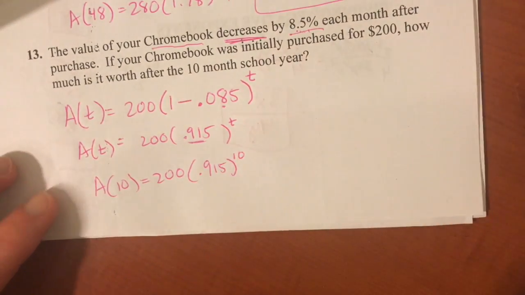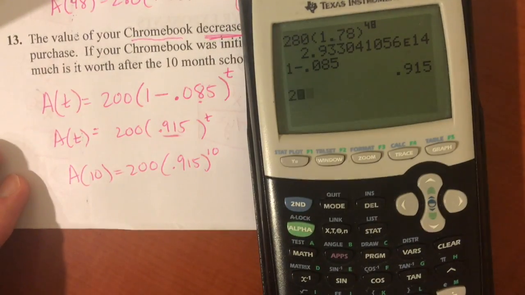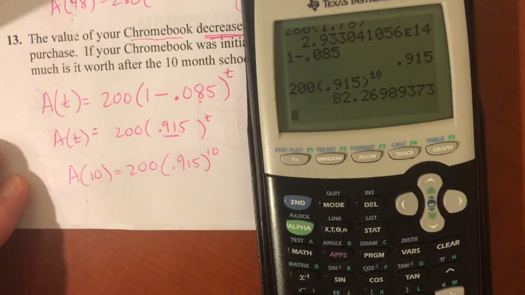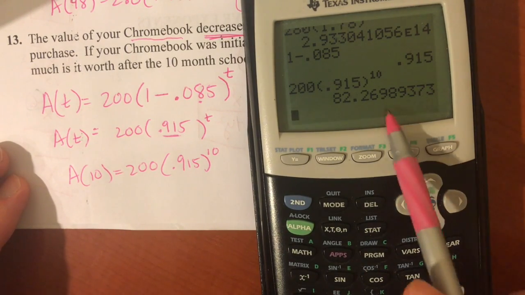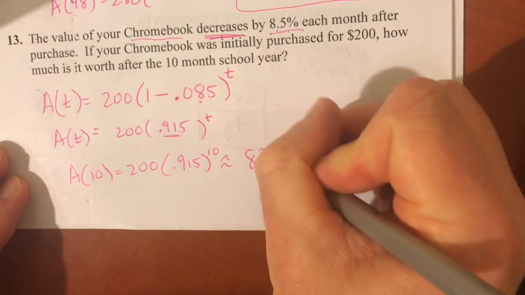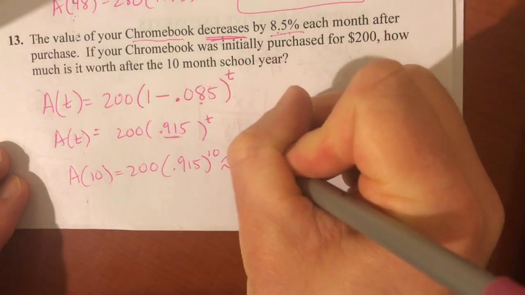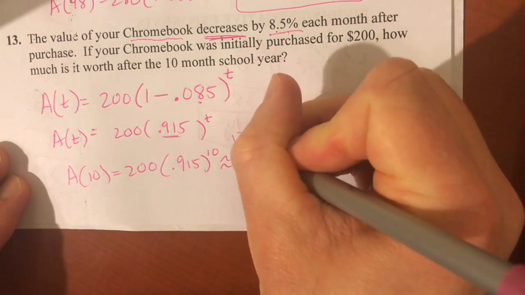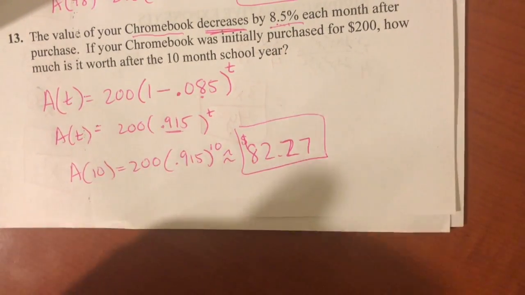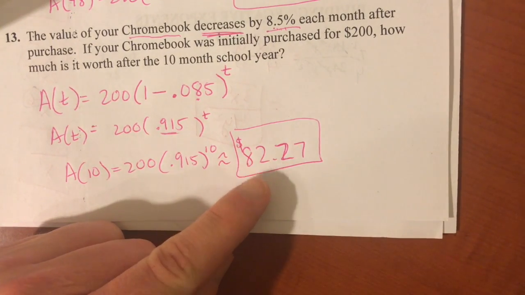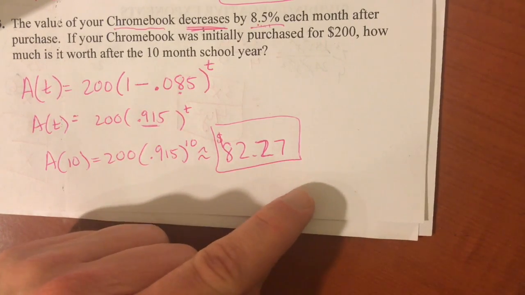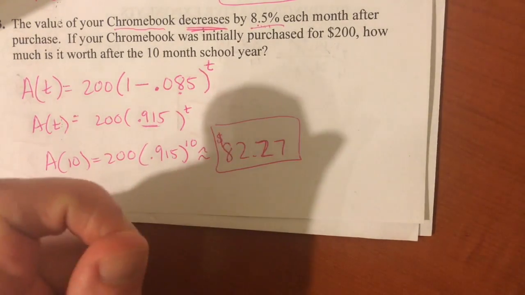We plug in 10 to the exponent, and again, doing that on my calculator, you get about 82.27. Since we're talking about money, we'll round to the nearest cent, so about $82.27. Not too bad after 1 year, but hey, pretty soon it's going to go down. And if it keeps going, does its value ever get to 0? If you keep taking away a percent of it, it goes down and down and down, but will it ever get down to 0 mathematically?